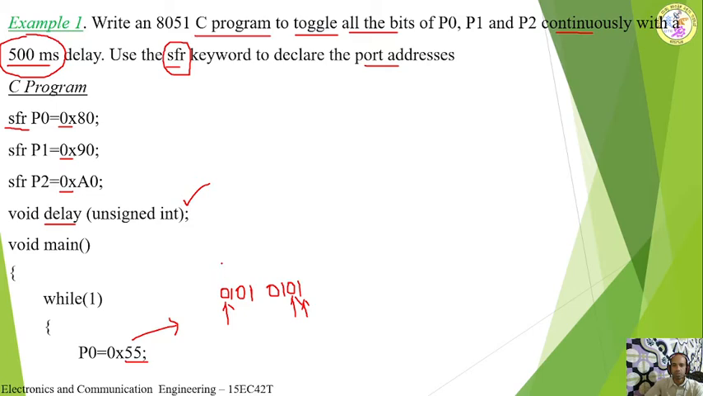What is the complement of 1? 0. What is the complement of 0? It is 1. Again, this is 1, 0, 1, 0, 1, 0. What is 1, 0, 1, 0? This is A. Again 1, 0, 1, 0 is A. Therefore AA is the complement of 55. 55 and AA are complemented.